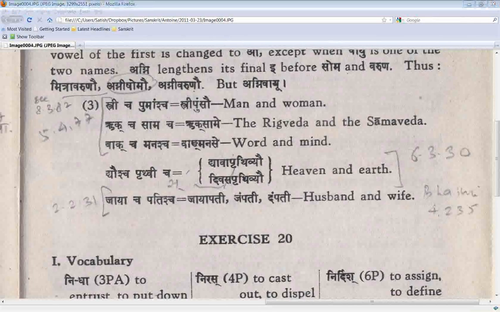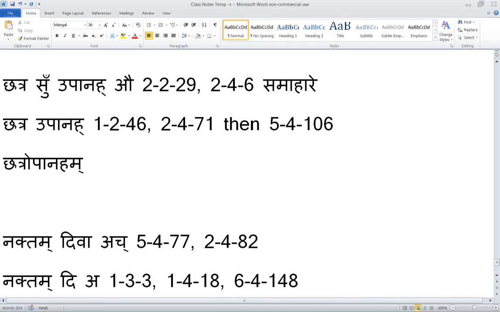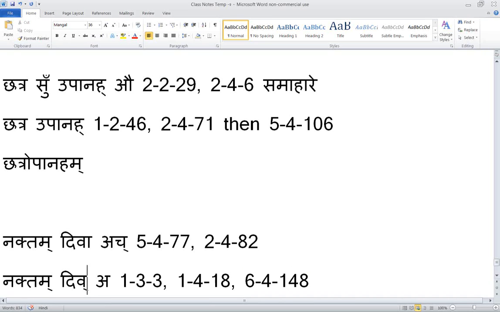Indu has a question. Let's see what the question is. On the last line, the sutram number is changed to 6-4. Thank you. Divam, not dika. Okay, I'm rushing too much. I've got two typos here. Thank you, Usha. Thank you, Indu. I'm glad you're still awake at the end of the class. 6-4, I put 6 plus 1, 7. Instead of that, it should be 6-4-148, and ratraucha divacha. Yes, a lot of typos in the class. Yes, thank you. Naktandivam pratipadikam, we will continue next time.